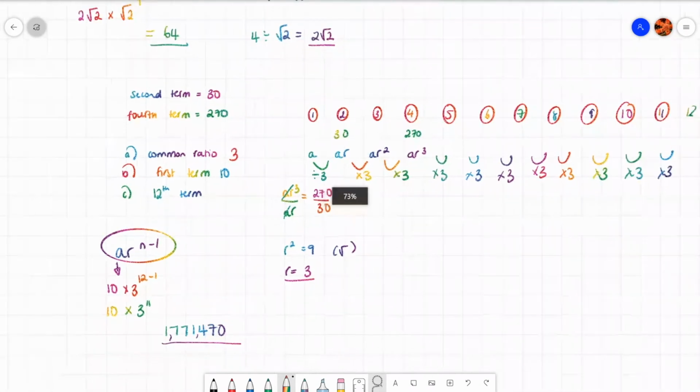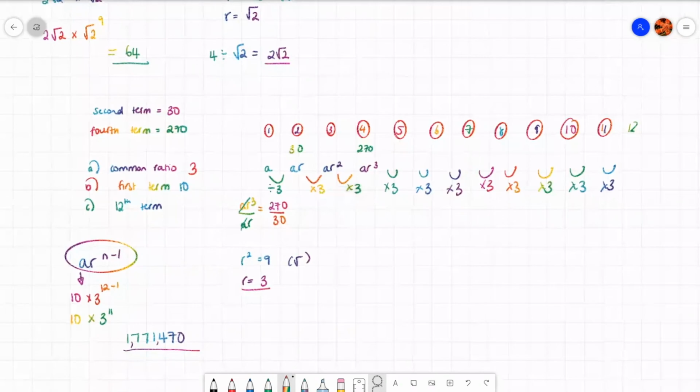So this was a little background on what geometric sequences are, and also how to use geometric sequences in a problem which is not as straightforward as just working out the common ratio, etc. Hope this was useful.